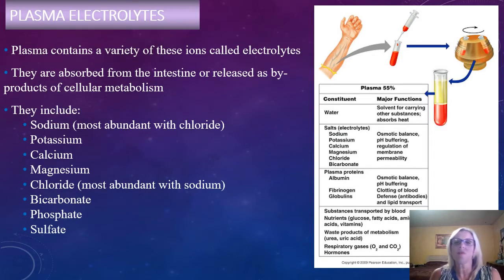We also have other electrolytes, and these are a small portion, but again, they're very important. Plasma contains a variety of ions, and we call these electrolytes. These are absorbed through the intestine or released as a byproduct of cellular metabolism. Sodium is a very important one. It is the most abundant, along with chloride. Potassium is extremely important. Calcium, magnesium, chloride, bicarbonate, phosphate, sulfate. These are all important, some more important than others, and sometimes it just depends on what system you're looking at.